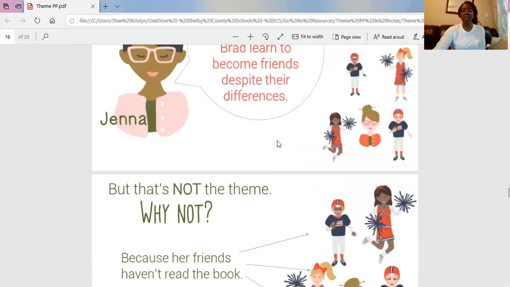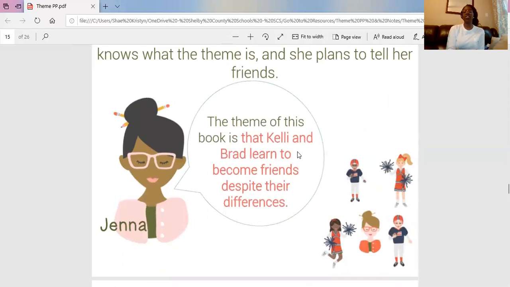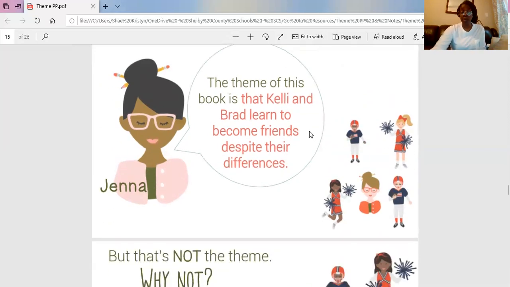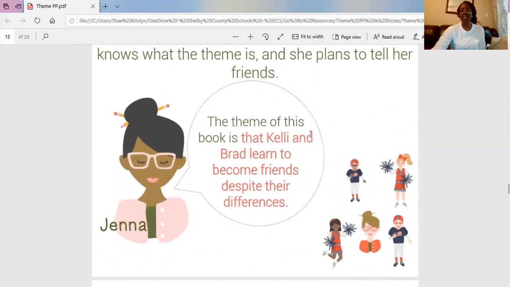So her theme, I'm going to go back for you guys. Look at it. It mentions their names, Kelly and Brad, and it tells what Kelly and Brad learned. So the story may have done these things. It probably was in the story. But if I say Kelly and Brad learned to become friends despite their differences, that's not giving me a moral of a story or a lesson to a story that I can apply in everyday life.